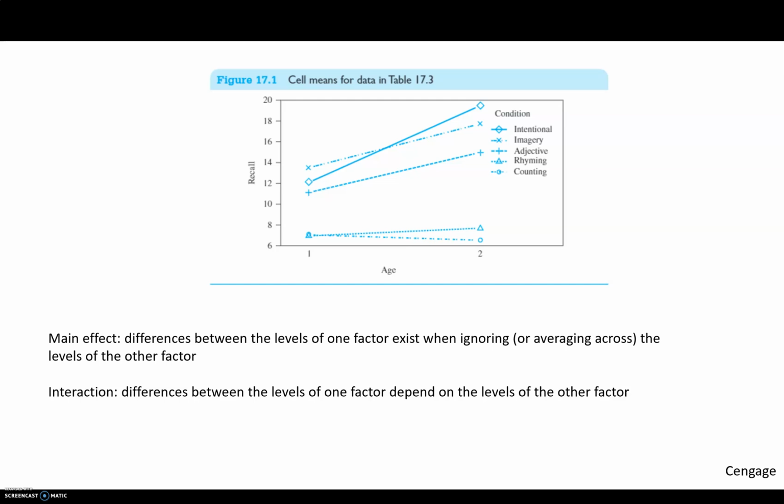So what we've just looked at are main effects: the differences between the levels of one factor that exist when ignoring or averaging across the levels of the other factor. You just average across, either this way or this way, and look to see if there are differences. Now the interaction is where the differences between the levels of one factor, in this case condition 1, 2, 3, 4, or 5, and old versus young, depend on the levels of the other factor.